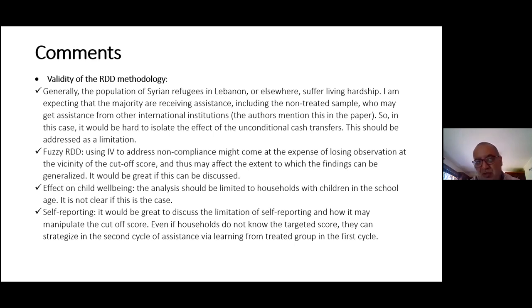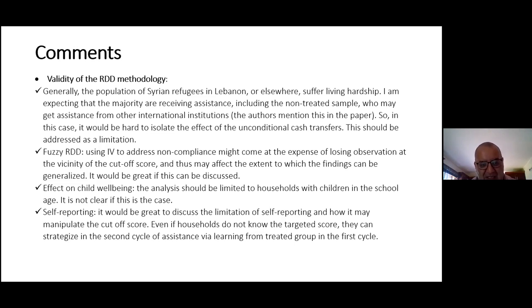This could be true, could be wrong, but this is from my understanding and reading, and doing some reports on the livelihood of the refugees, whether they are in Jordan or Lebanon or elsewhere. If they do get assistance from elsewhere, it would be hard to isolate the treatment effect. I think this needs to be addressed as a likely limitation.